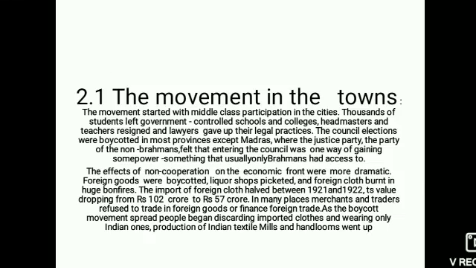In many places, merchants and traders refused to trade in foreign goods or finance foreign trade. As the boycott movement spread, people began discarding imported clothes and wearing only Indian ones. Production of Indian textile mills and handlooms went up.